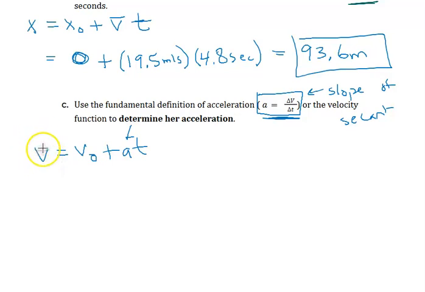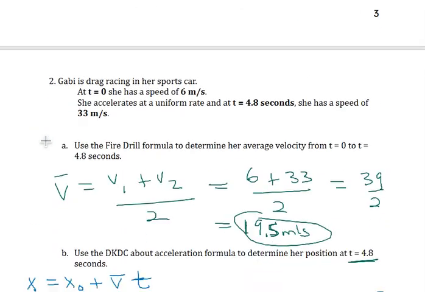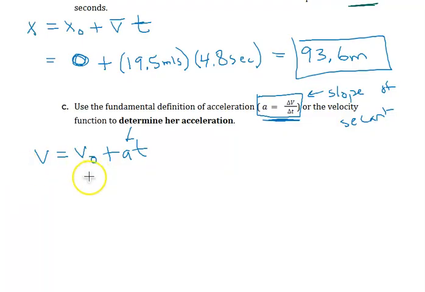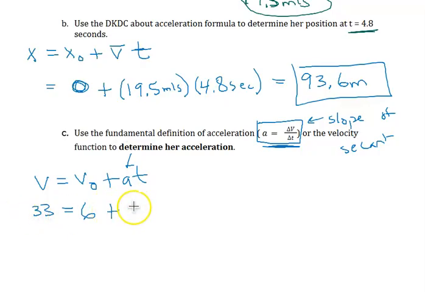Be careful though, we're not finding the time she comes to rest. So the output of the function is not 0, the output of the function is 33. Okay, she started at 6. At some later point in time, the output of the function is 33. And we're looking for A. What's her A? Because we don't know. And that time interval is 4.8. All right, so then we're going to subtract 6 from both sides.